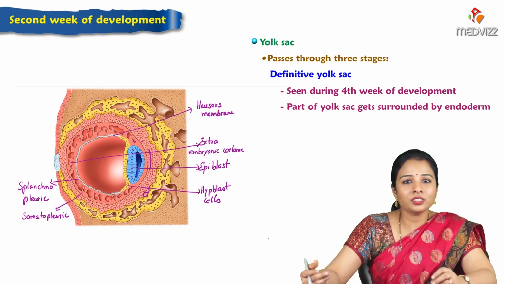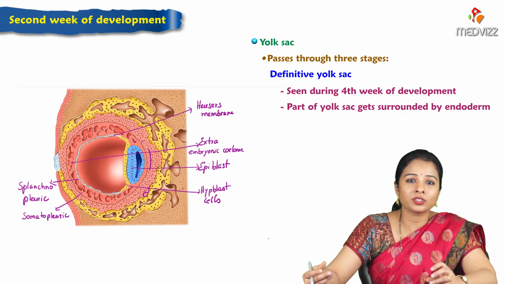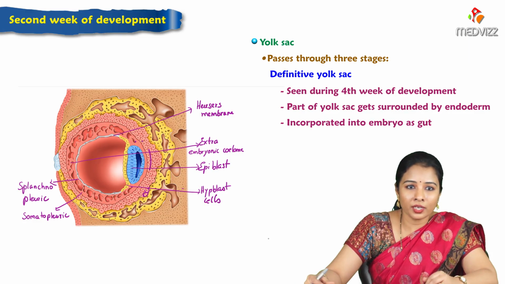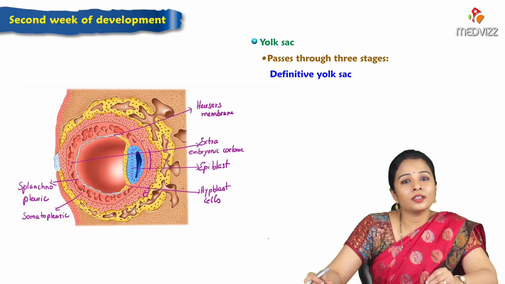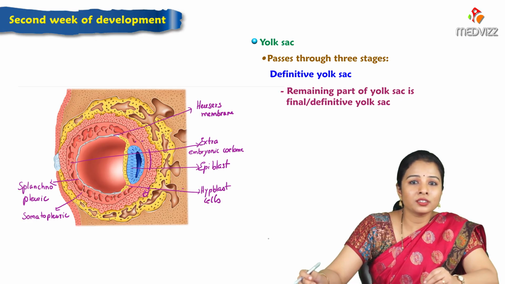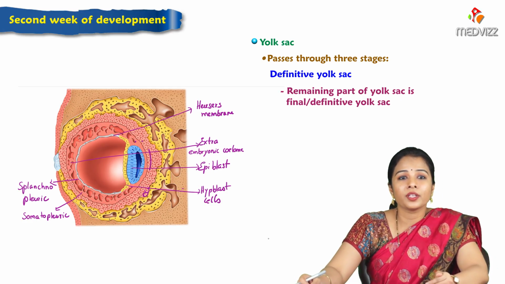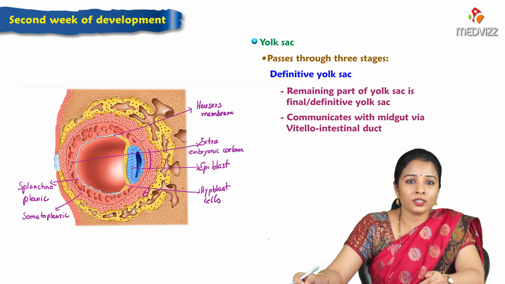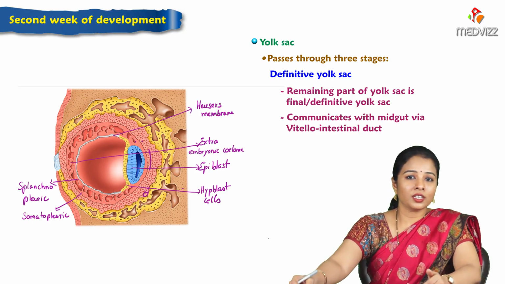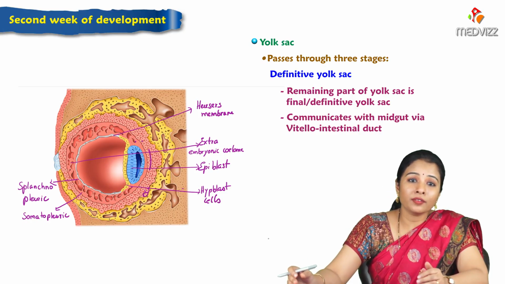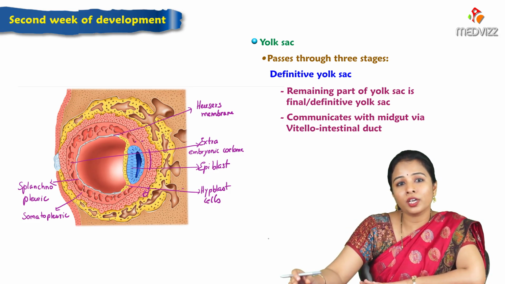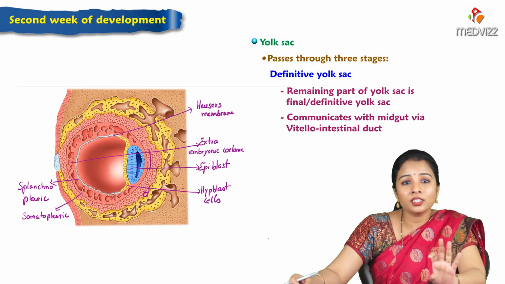So the endoderm surrounds a part of the yolk sac, which is called the definitive yolk sac, and it is incorporated into the embryo as the gut, and the remnant of the yolk sac, that is the definitive yolk sac, communicates with the midgut via the vitellointestinal duct. So these things we will see during later development. So one thing as of now you should know is that we have seen the yolk sac in 3 stages.